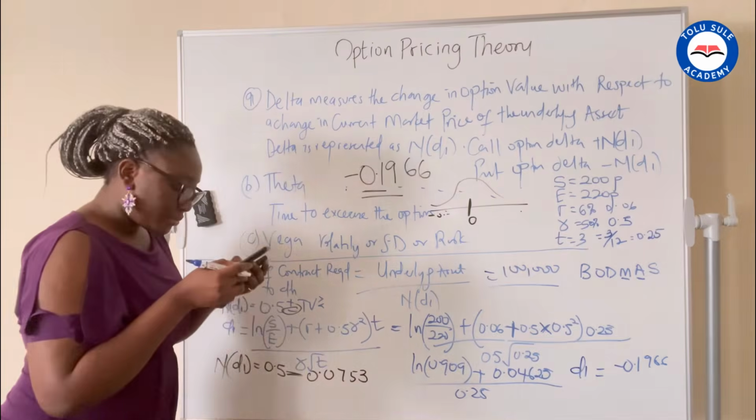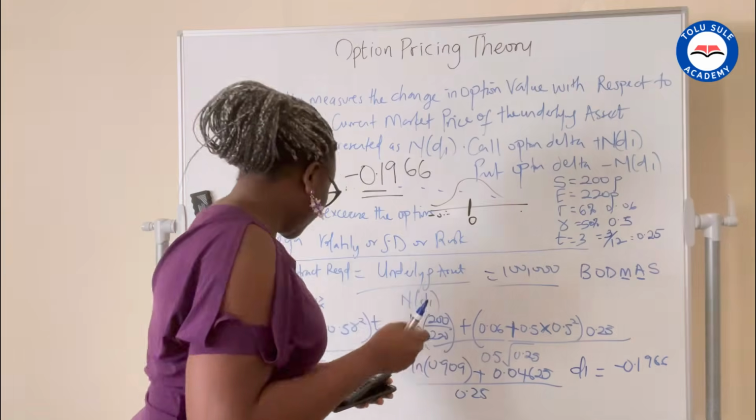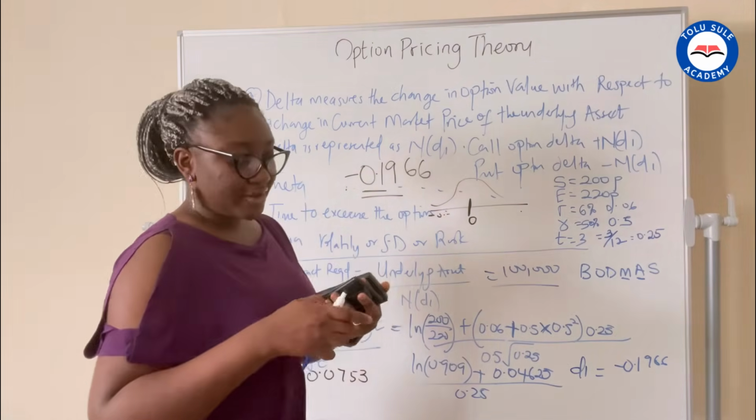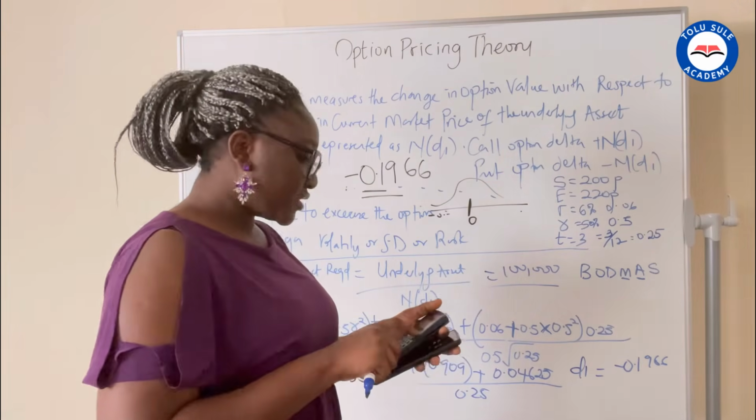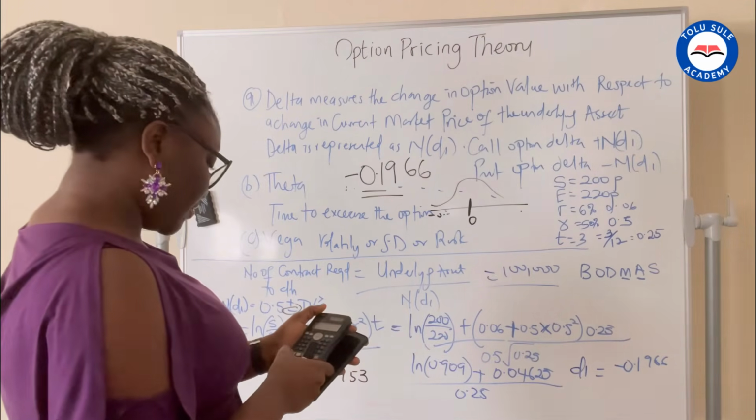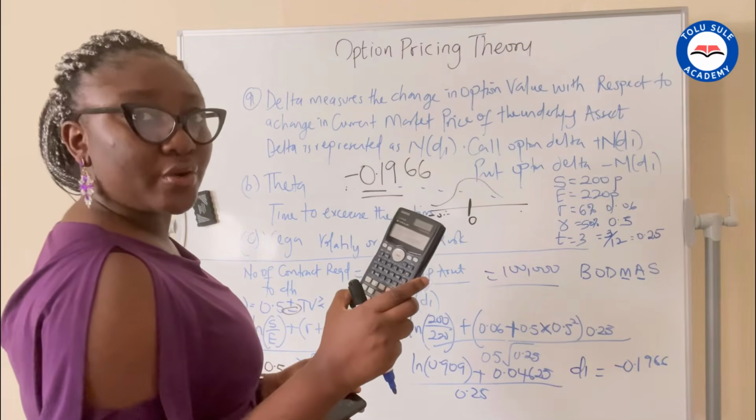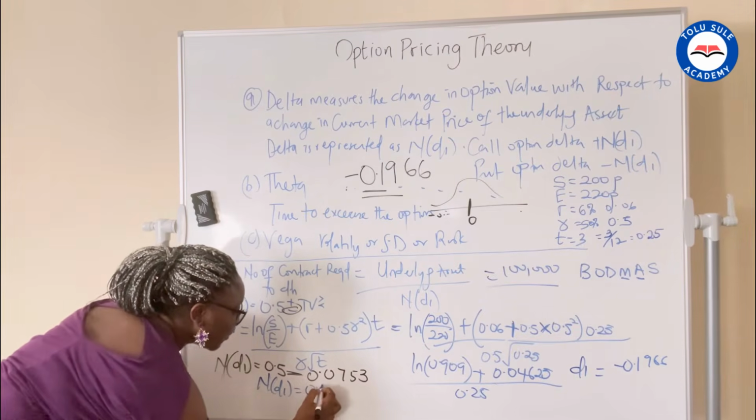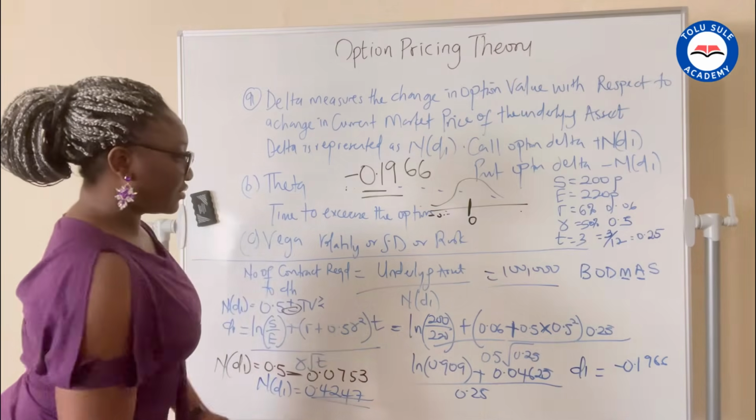0.0753. Okay, like always check your figures, double check your figures, because 0.753 and 0.0753 are two different things. One is 75%, one is 7.5%. So you say 0.5 minus 0.0753, and that will give you 0.4247. Okay, so your N(D1) is equal to 0.4247. You've gotten your N(D1).